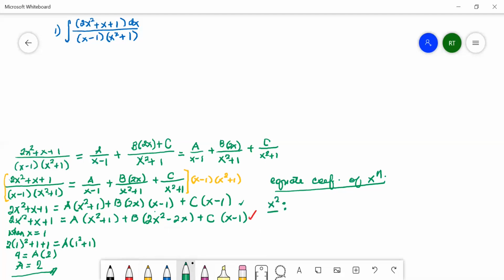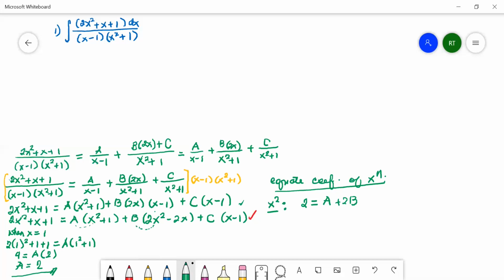Look at the left member. We have the term 2x squared. Therefore, the numerical coefficient is 2, equals, on the right member, a times x squared, so ax squared, and the numerical coefficient of x squared is a. Then we have b times 2x squared, so that will give us 2bx squared. Numerical coefficient is 2b. And there are no more second degree terms. So that gives us the equation.